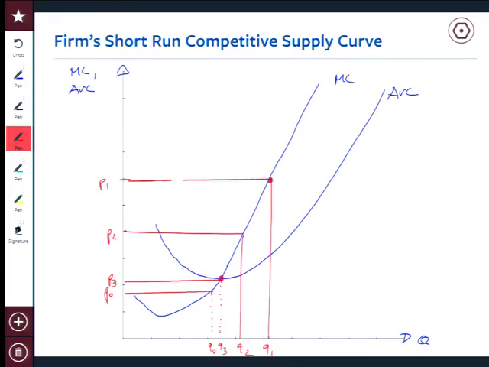So at prices lower than P3, the firm shuts down. At prices above P3, the firm produces according to where price is equal to marginal cost. So here it comes, right? This is like in Harry Potter, the first time you actually see the phoenix. We're ready for our supply curve.